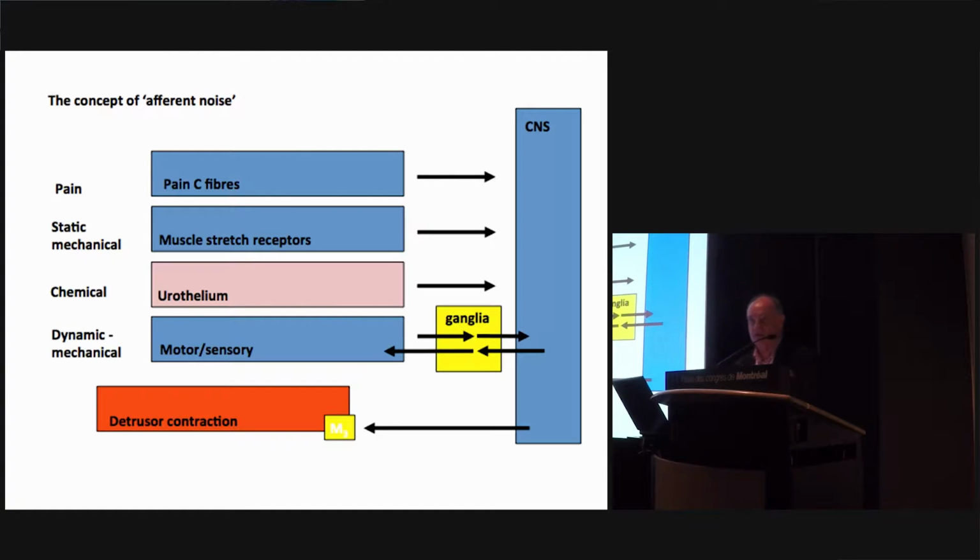There are C fibers, there are stretch receptors, and there's the role of the urothelium that Laurie has been the queen and proposed. And there are other systems that I've tried to convince people that do things as a motor sensory system working through the ganglion. But today, in these 10, 15 minutes, I want to concentrate on some of my views of the urothelium.